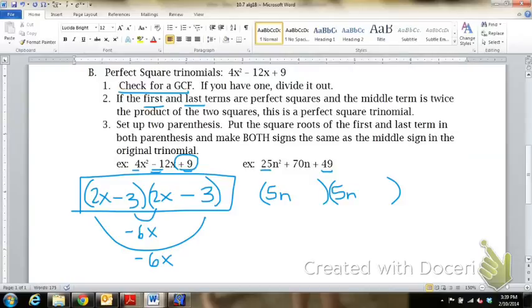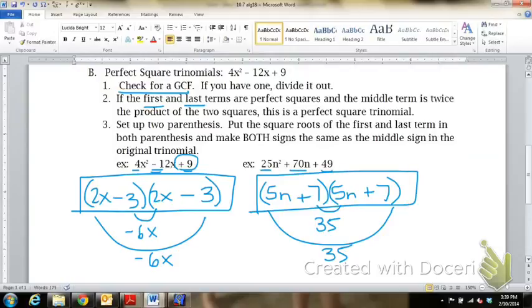5n, square root of 49 is 7 and 7. Everybody's positive here. Let's check it. 35 and 35, and that does give me 70. Okay, so it just helps you identify which trial and error method to use if you've got perfect squares on the beginning and the end. And that's it.